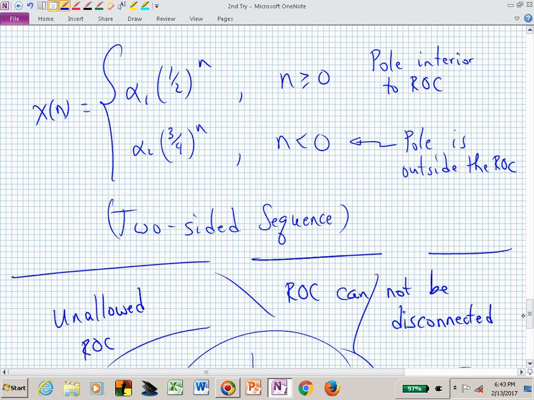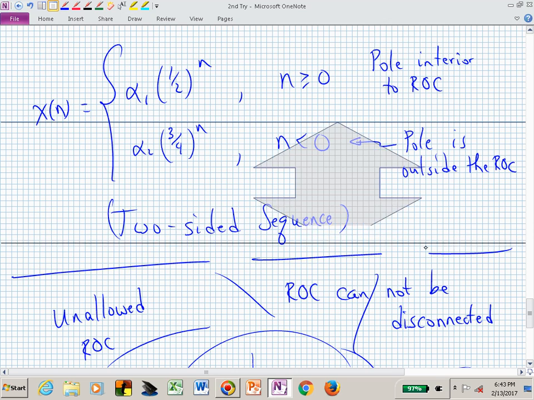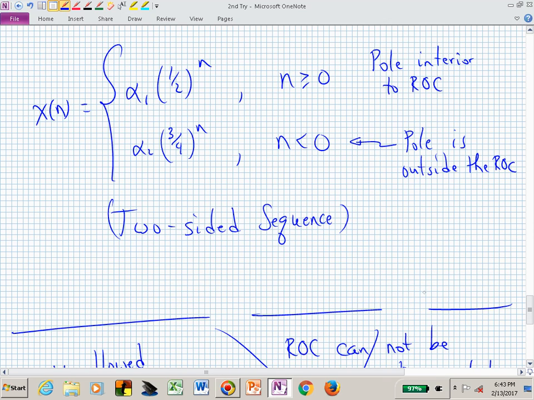So let me try to, and you know what? I needed more space. I'm playing with fire, but I will anyway. I'll cut my piece of paper and tape it back together. I wanted to say that this two-sided sequence now corresponds to an annular region of convergence. Question?